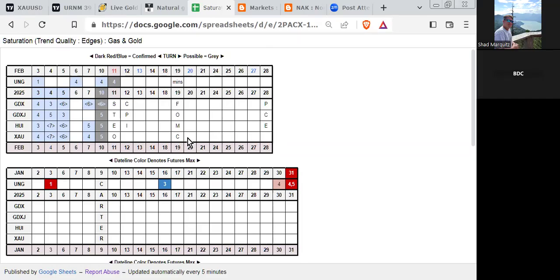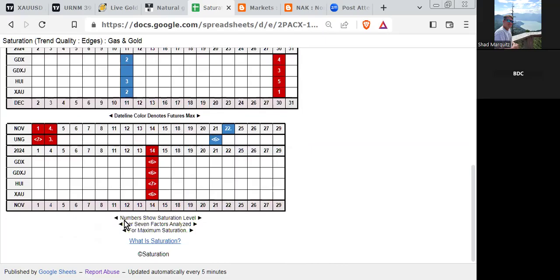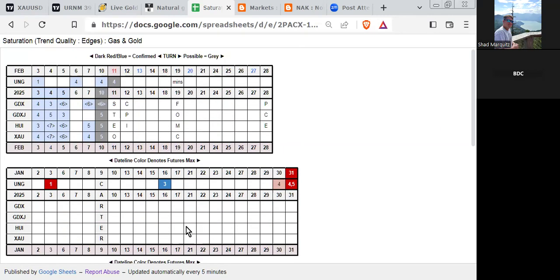Okay. Real quickly, I've got it down at the bottom, and people can see that later. Numbers show saturation level per 7 factors analyzed for maximum saturation. And each of those factors have to be fully saturated, which means it's sort of like integer arithmetic.